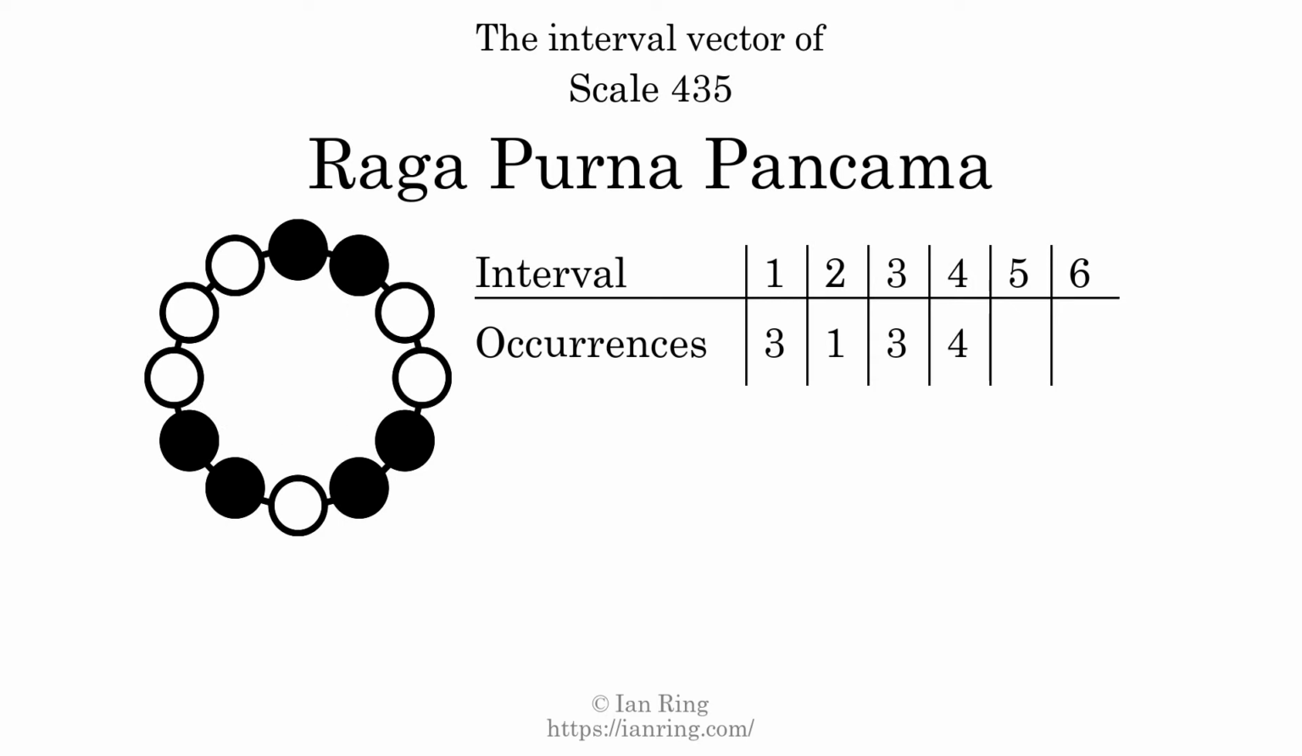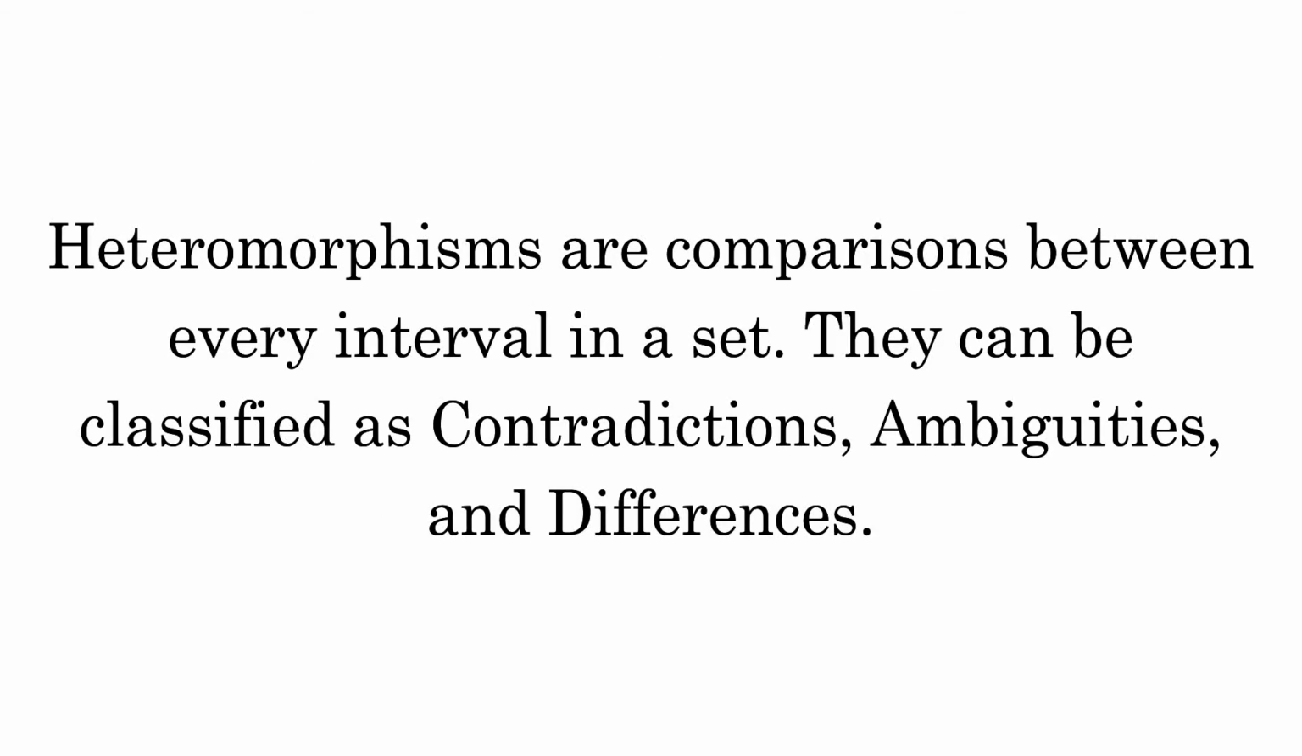There are 4 intervals with the size of 4 semitones. They are here, here, here, and here. There are 3 intervals with the size of 5 semitones. They are here, here, and here. There is 1 interval with a size of 6 semitones. It is here. Each interval does not appear in this scale a unique number of times, so this is not a deep scale.